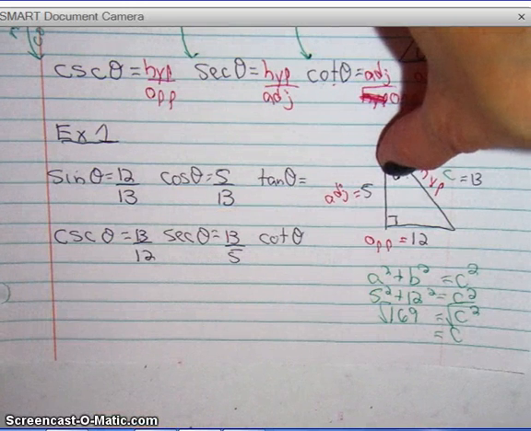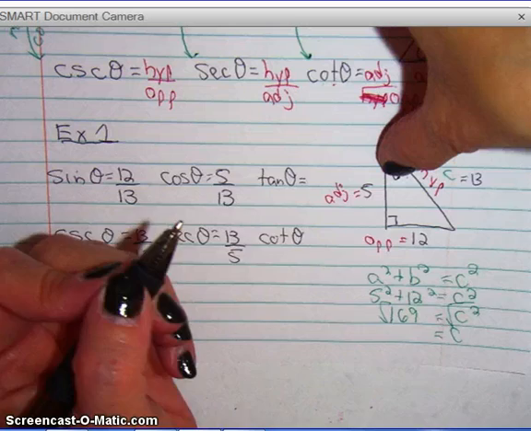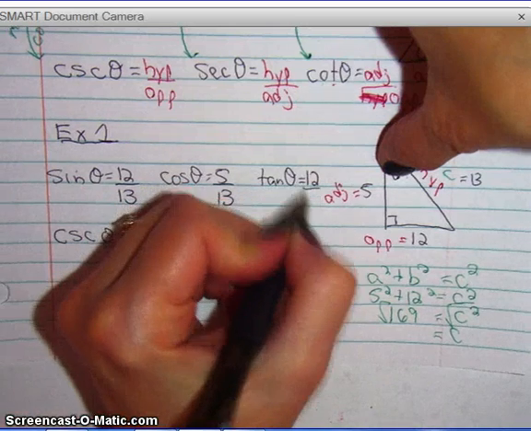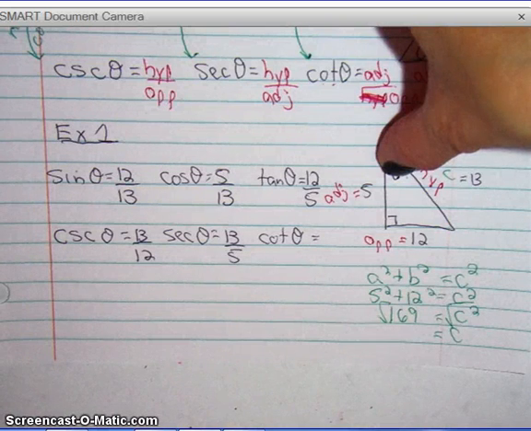What word over what word? Opposite over adjacent. Okay, set it up. 12/5. 12/5. And then Mason, cotangent is? 5/12. Yep.